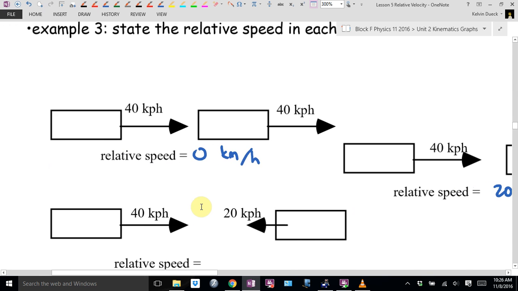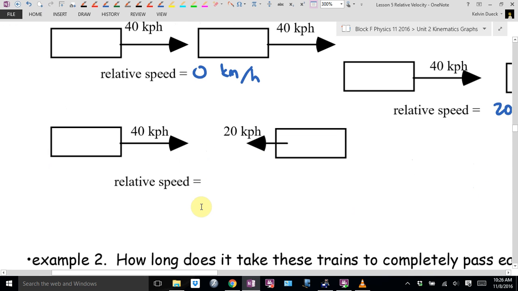Ooh. What if they're heading towards each other? What's the relative speed? This is why head-on collisions do so much more damage than getting rear-ended. Right? Way more.